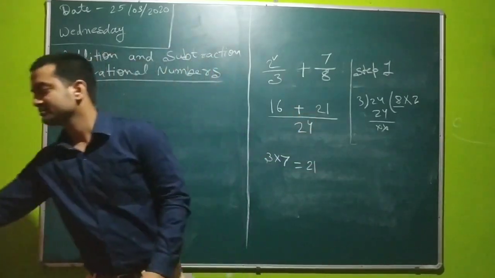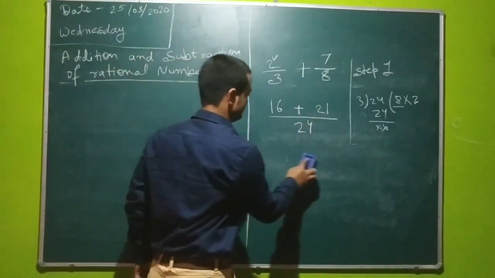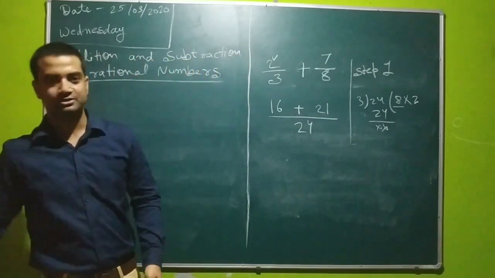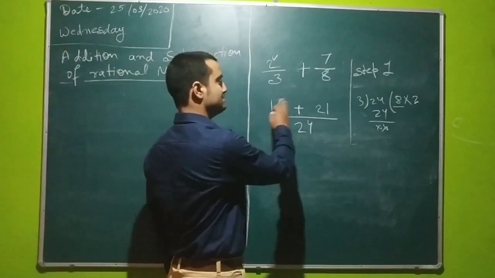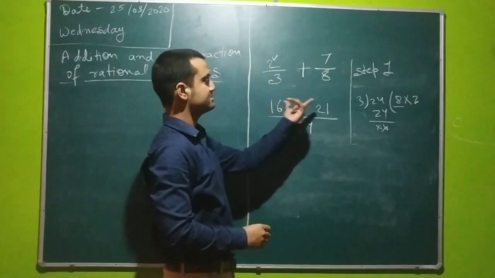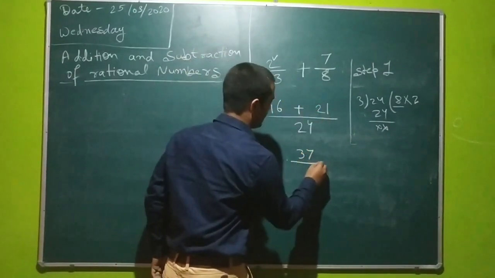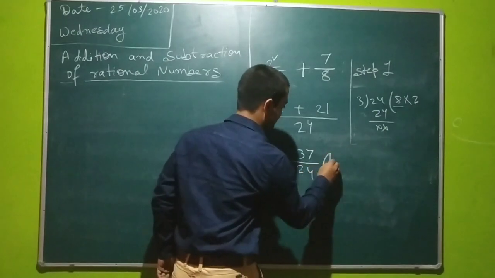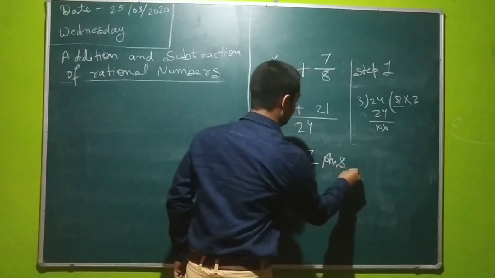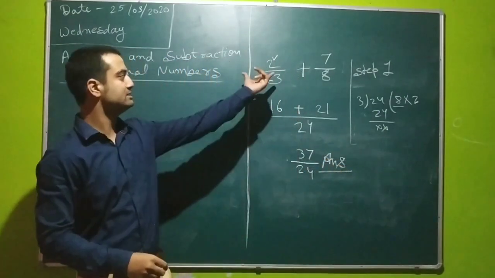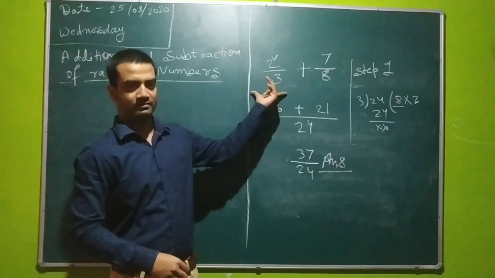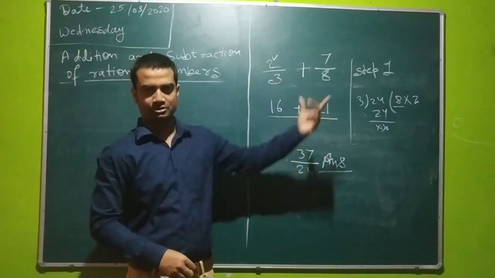Now the next step is that we have to just simply add these two numbers. 16 plus 21 gives us 37, and the rest is as it is, 24. So 37 upon 24 is the answer of the above question.